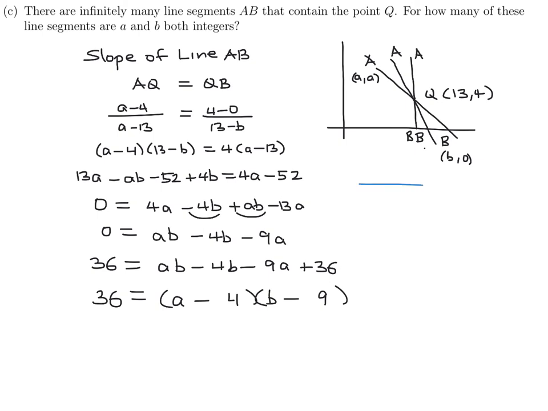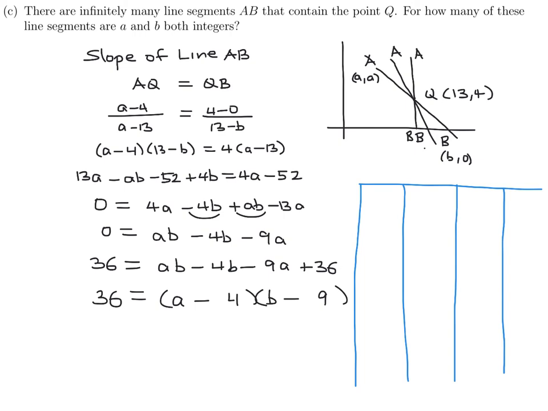Got to make a table here and figure out what possible values I will have for my a and b. So we've got a minus 4, and then b minus 9, and then I can figure out a and b. Okay, so a minus 4 times b minus 9 is equal to 36. So the possibilities are 1 and 36, 2 and 18, 3 and 12, 4 and 9, 6 and 6, 9 and 4, 12 and 3, 18 and 2, and 36 and 1.